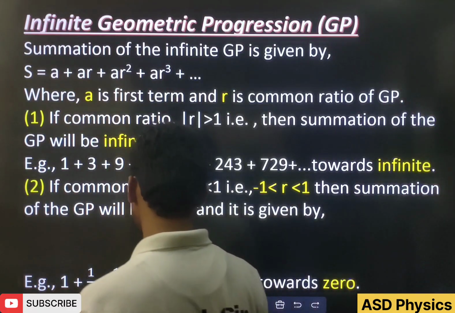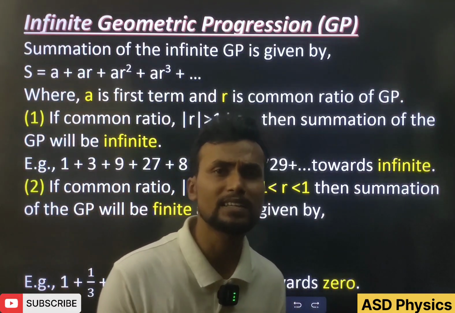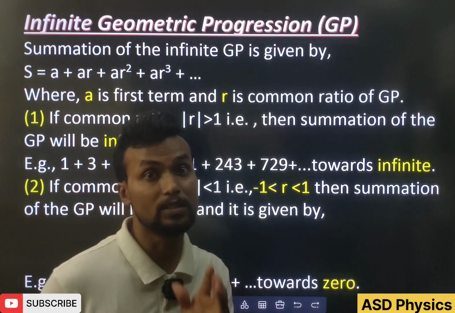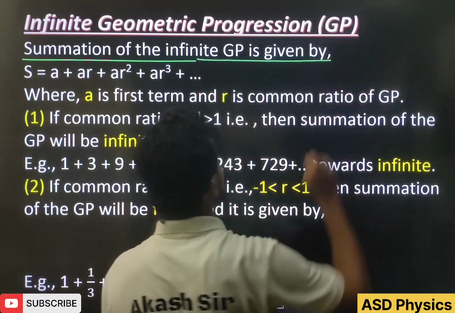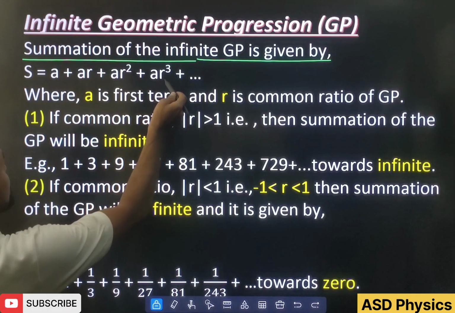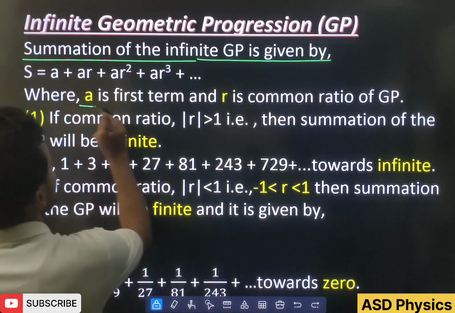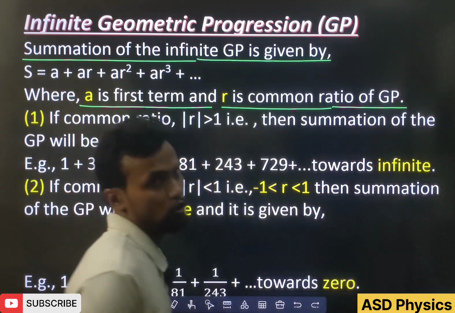Now after that, the next question will be based upon the GP. You have learnt GP in maths, but here I will just tell you about infinite geometric progression. The summation of the infinite GP is given by S equal to A plus AR plus AR square plus AR cube, and so on, infinite. Now what is A? A is the first term and R is called the common ratio of the GP.